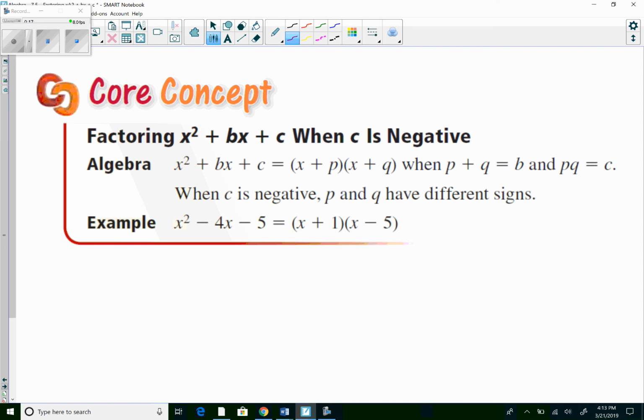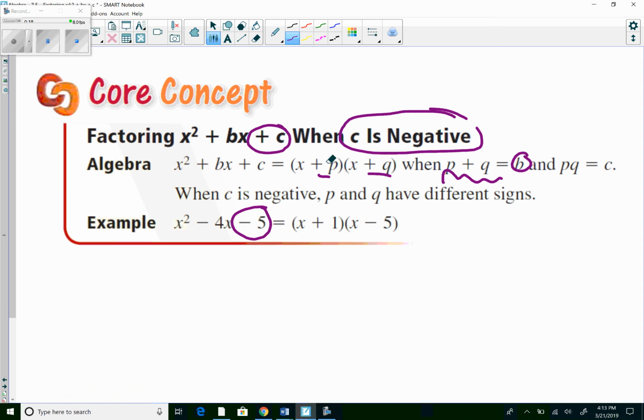All right, so here's our next core concept. Now we're looking at when C is negative. I know that it doesn't show it in here and I don't know why it doesn't. But here's just a really good example. Still, the two middle terms, when you add them together, should come up to that B term, and when you multiply them together, should come up with that C term. But notice now how you have the same sign, you have two negatives, but your two signs and your factors are different.